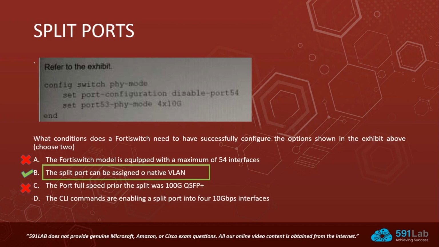Answer D. The CLI commands are enabling a split port into 4 10 Gbps interfaces. This answer is correct. So the correct answers are answer B and D. For further information related to split ports, you can study more in the FortiSwitch 7.2 study guide, starting at page number 252.